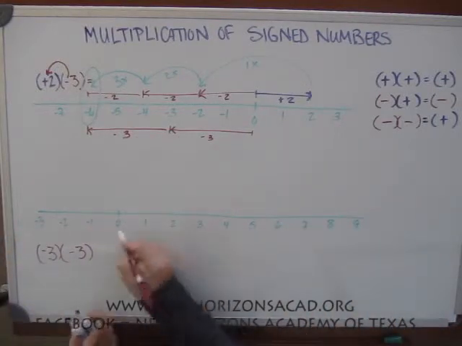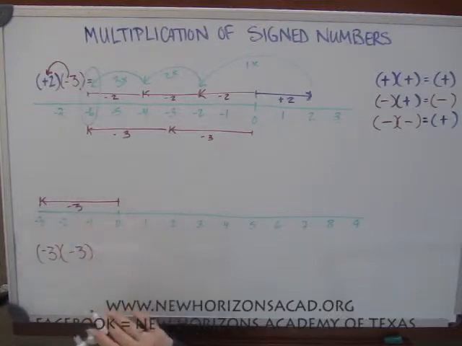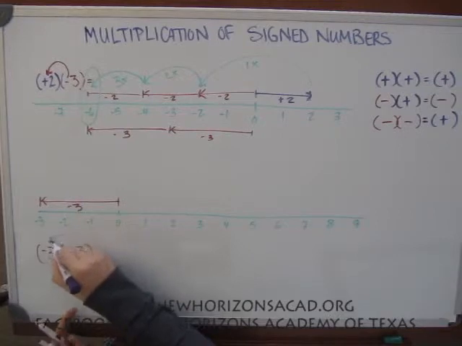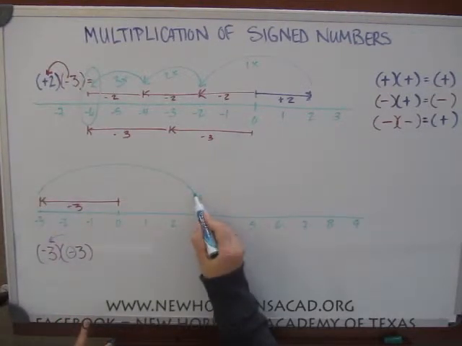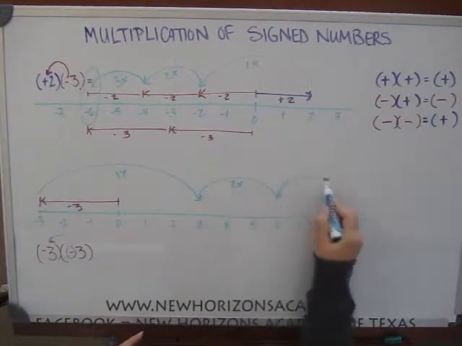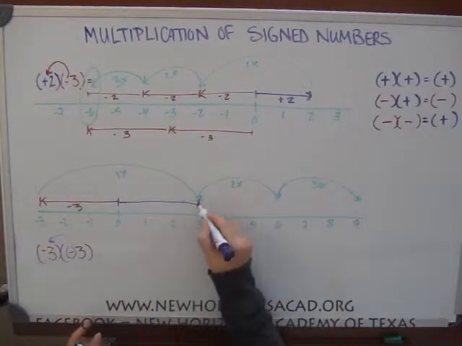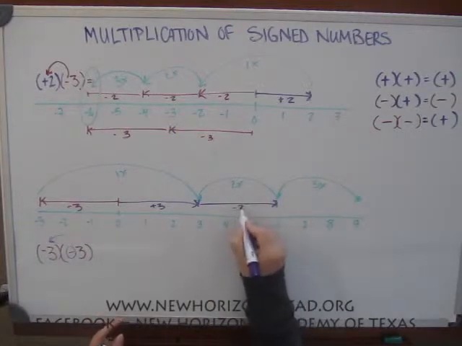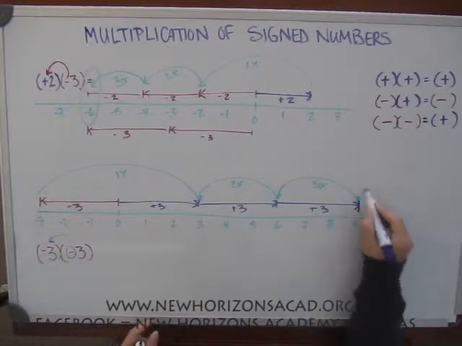Here I have negative 3. That's what I'm going to start with. I'm going to get the opposite of that. I'm not going to get negative 3. The opposite of having a missing 3 is having 3. Once, twice, 3 times. I end up with 9.